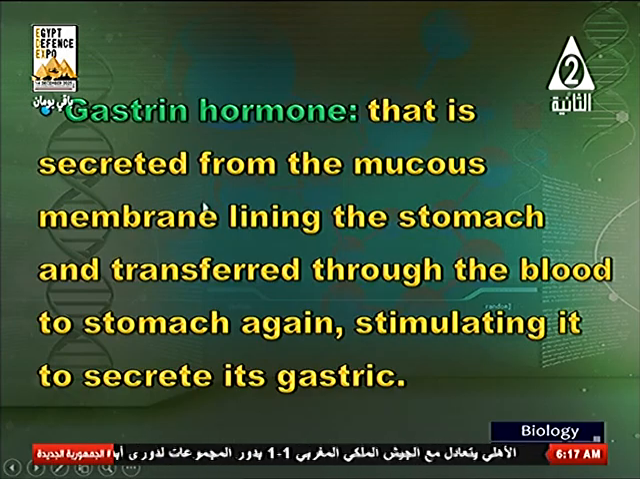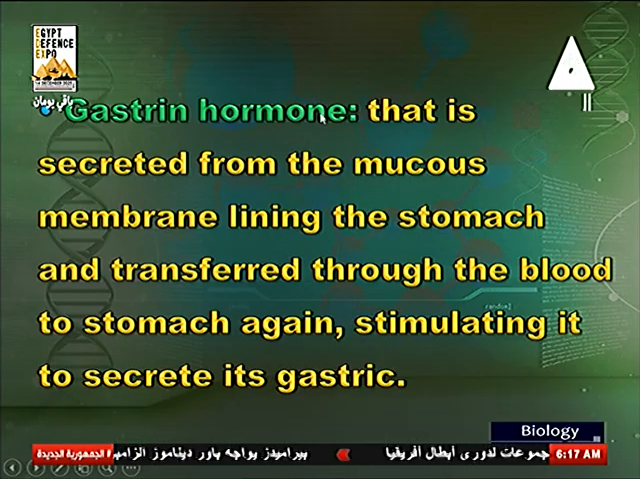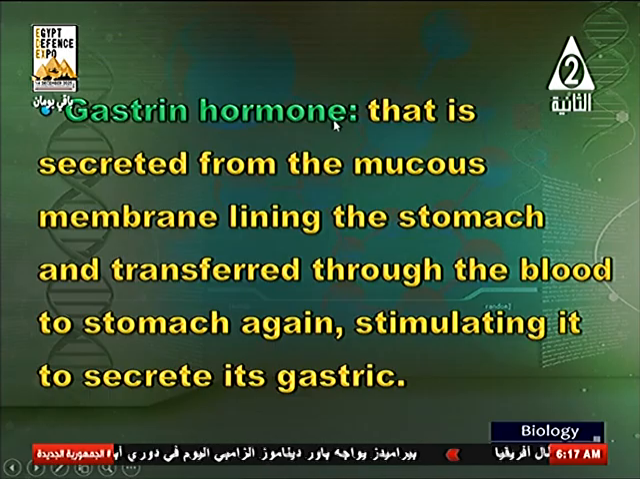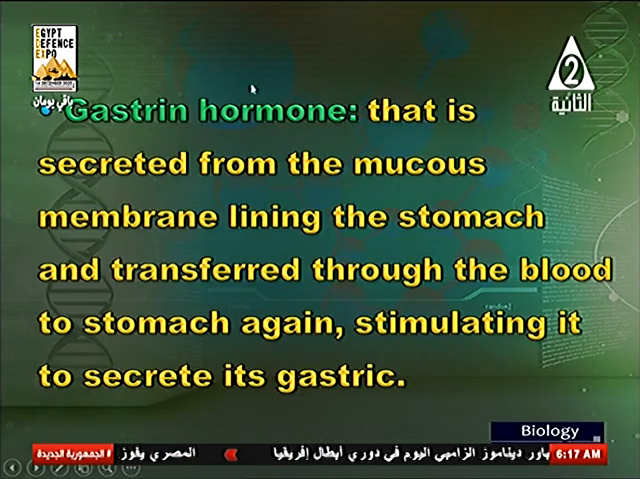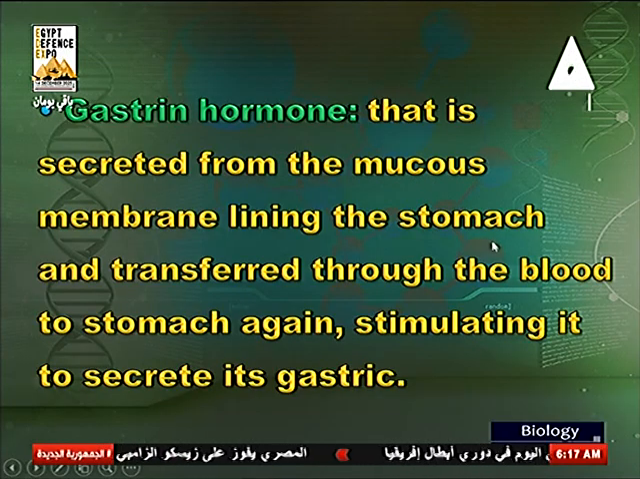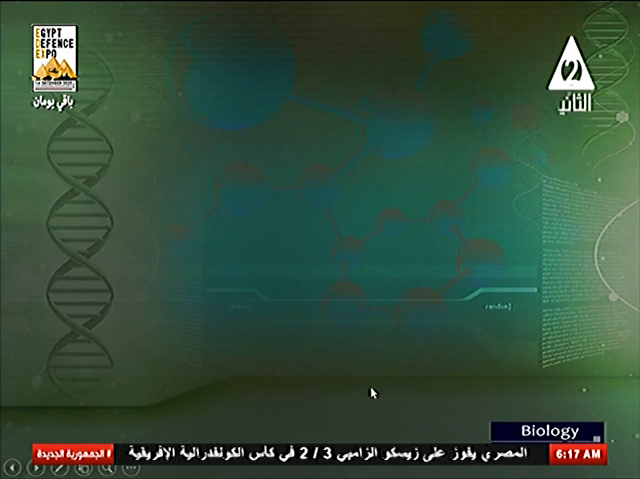Secreted from the stomach and stimulates the stomach. It is very important: gastrin hormone is secreted from and stimulates the same organ. It is secreted from the mucosa of the stomach and stimulates the stomach to secrete its gastric juice.